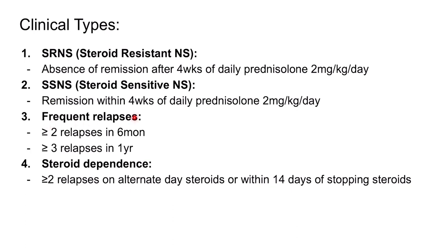Now in frequent relapses, there are 2 criteria. The first is if there is more than or equal to 2 relapses in the last 6 months, or if there is more than or equal to 3 relapses in the last 1 year. Now for steroid dependence, the criteria is more than or equal to 2 relapses on alternate day steroid therapy or within 14 days of stopping steroids.